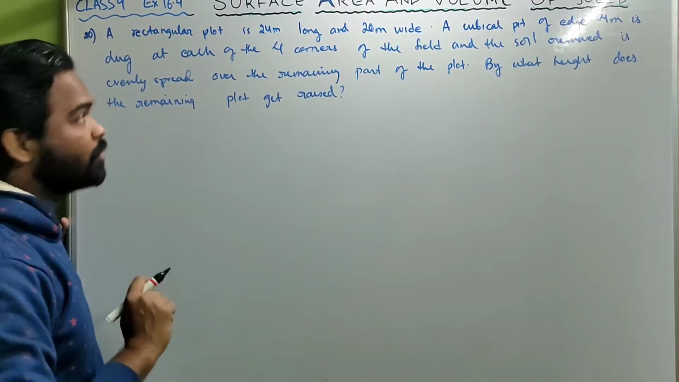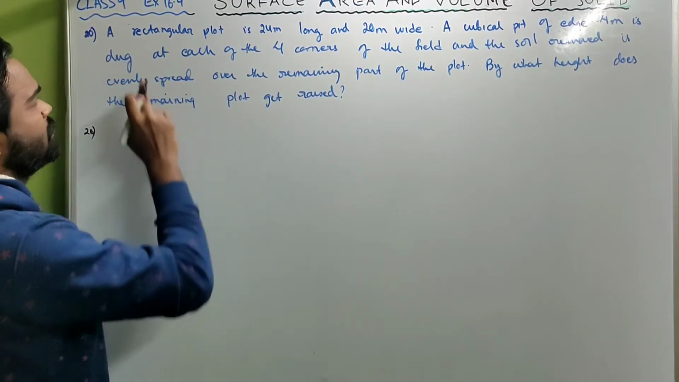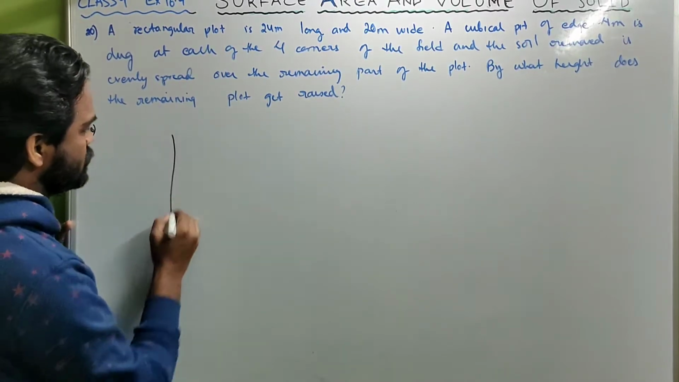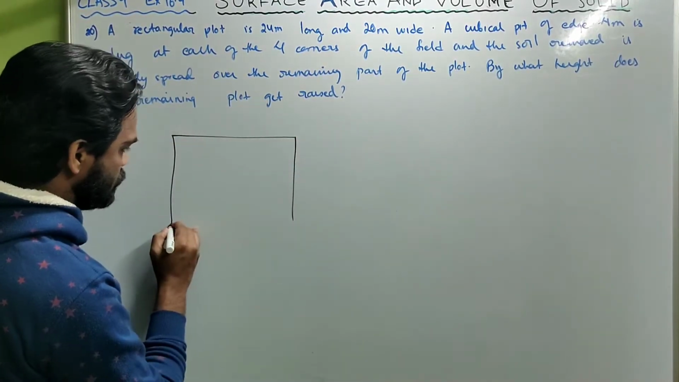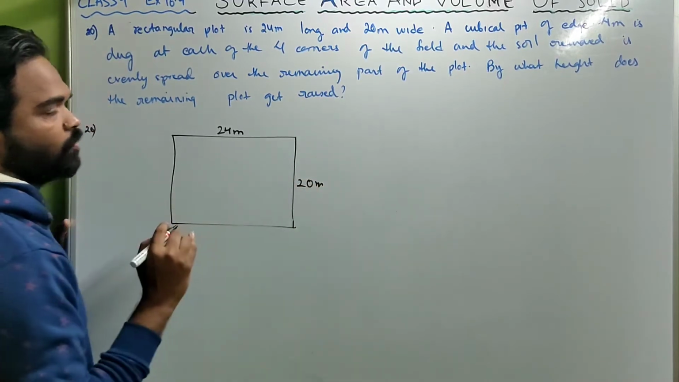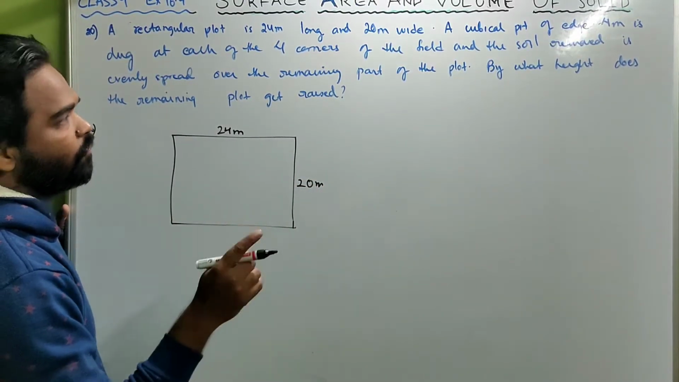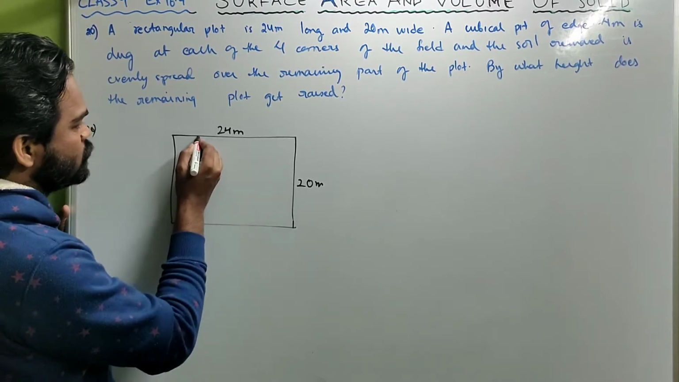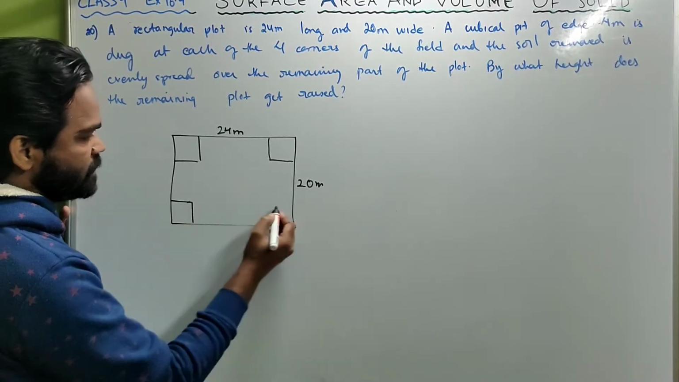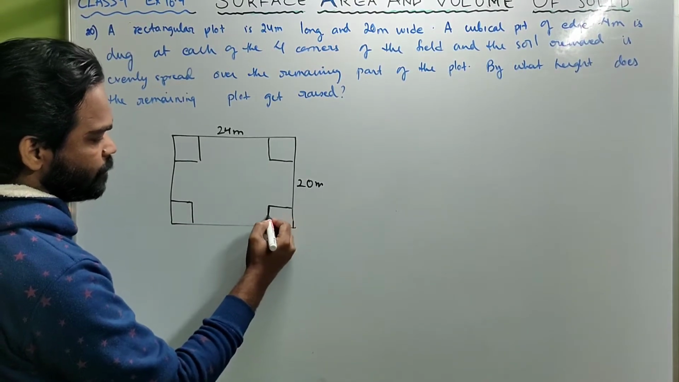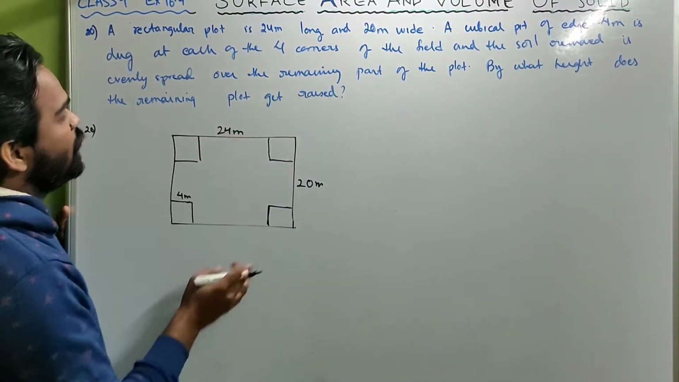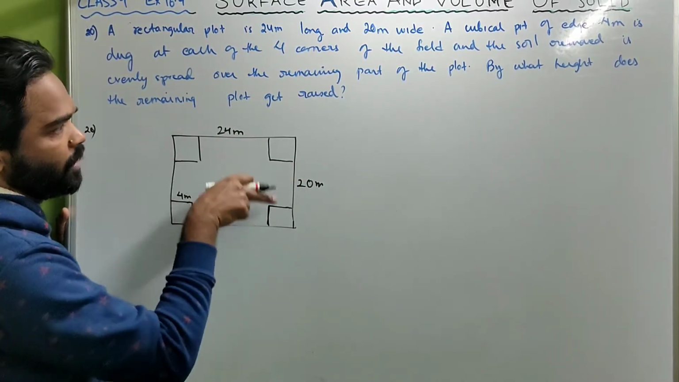Now look at this sum, sum number 20. Similar to what we did in sum number 19. A rectangular plot is 24 meter long and 20 meter wide. So there's a rectangular plot which is 24 meter lengthwise and 20 meter breadthwise. A cubical pit of edge 4 meter is dug at each of the 4 corners. So at each of the 4 corners, a cubical pit is made, okay, with side 4 meter of the field, and the soil removed. You remove the soil from here and evenly spread over the remaining part of the plot.